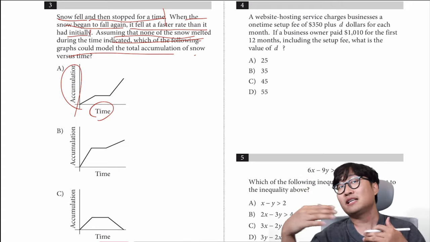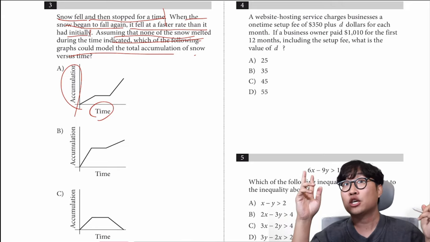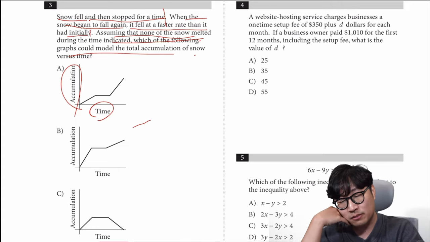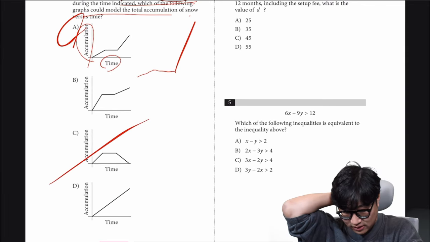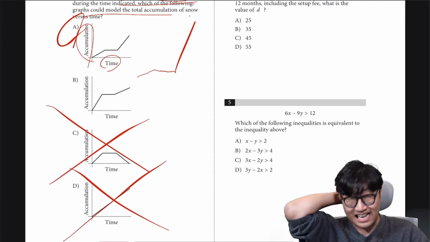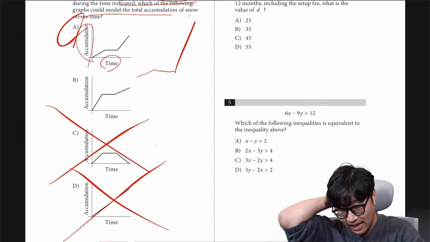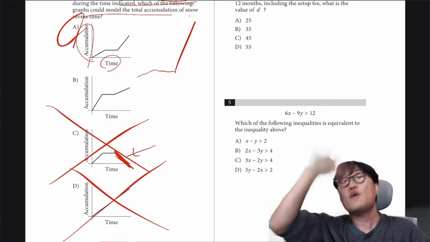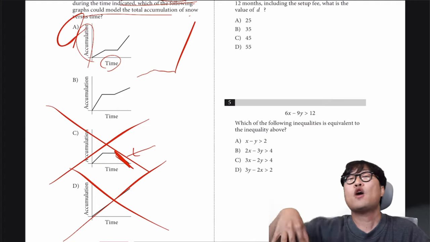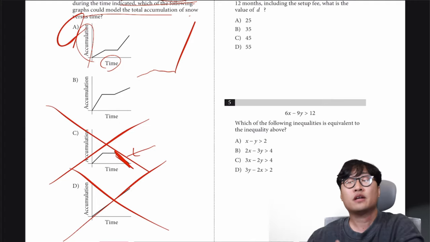How fast does it pile up? How fast does it accumulate over time? Well, kind of slow in the beginning. It kind of stops for a little bit. And then boom. What looks like it? Answer choice A. Nothing else looks like that. So C is just completely wrong. D is totally wrong too because it's got no stalling. And C is absolutely wrong because it's falling. And the accumulation is not falling, right? Snow is falling. But the more snow that falls, the more it piles up on the ground, right?